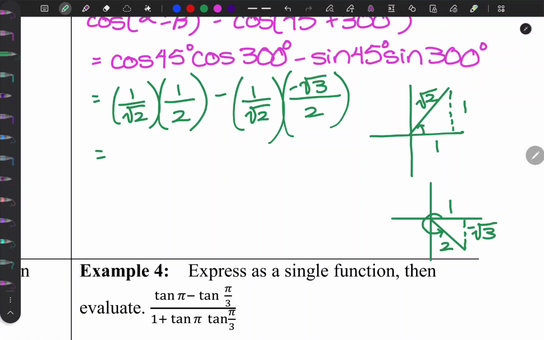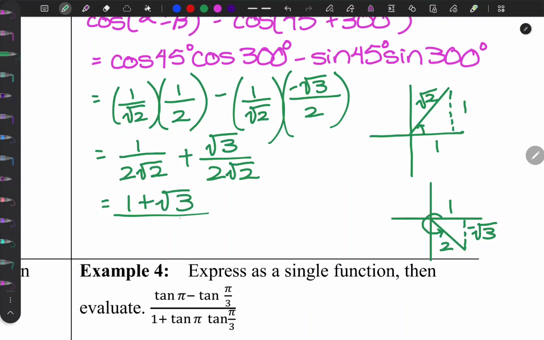Okay, multiplying each term, we have 1 over 2 root 2. Minus negative, so why don't we write that as a plus sign, root 3 over 2 root 2. This one actually works out really nicely because we also have a common denominator. So we can say this is 1 plus root 3 all over 2 root 2. This is an exact value. This is probably where I would want to rationalize the denominator.